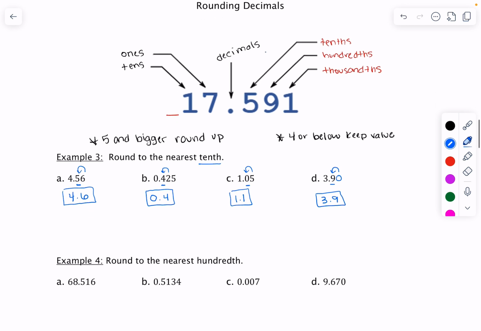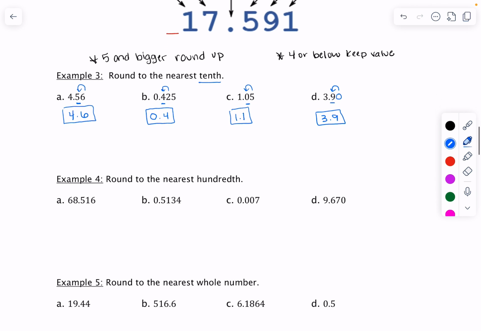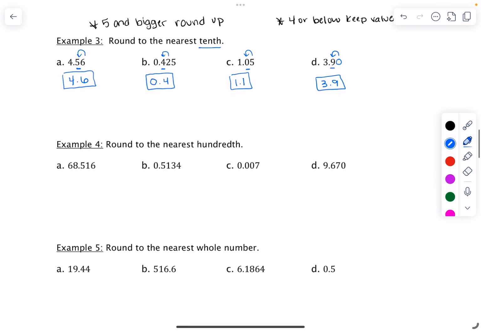It's really important that you read the directions here because it's going to tell you what value it wants you to round to. So in example 4, now it's saying round to the nearest hundredth. So now I'm going to go to the hundredths place, underline it, look at the number next to it, and ask myself, does that round up or stay the same? 6 is bigger than 5, so I keep the 68, keep that 0.5, but make that 1 now a 2.